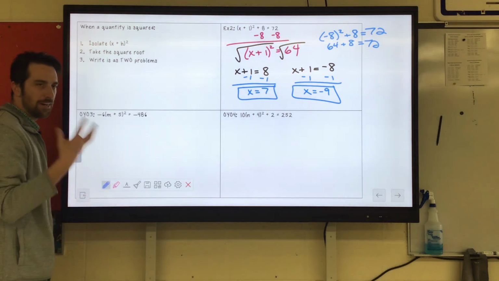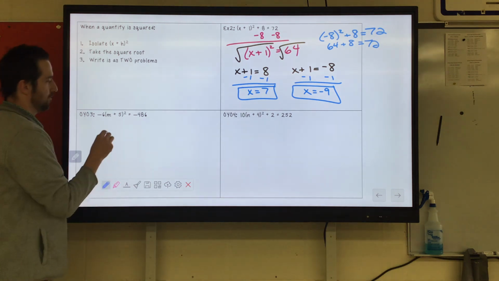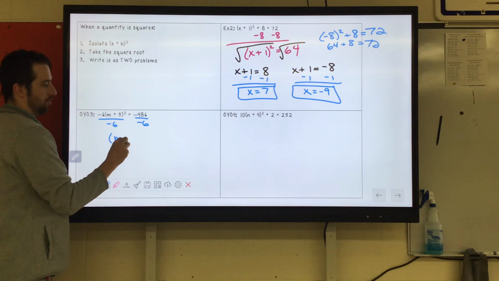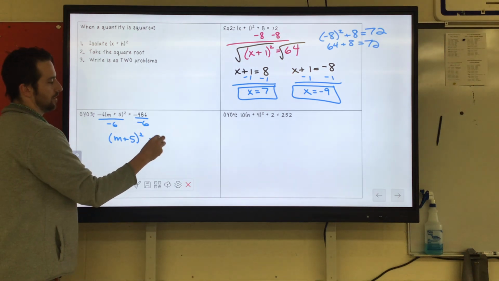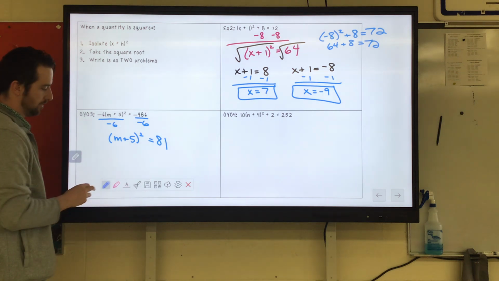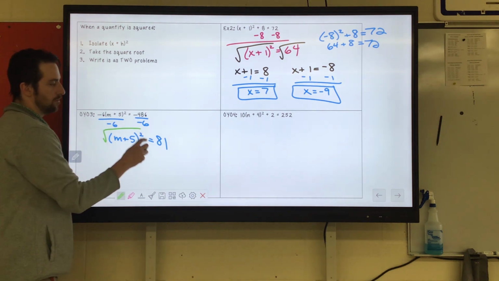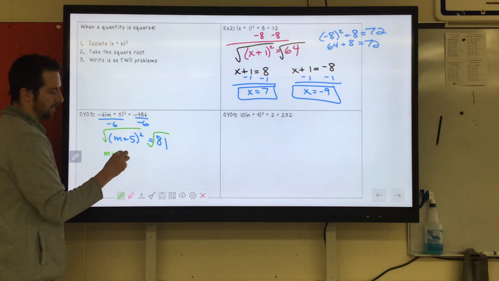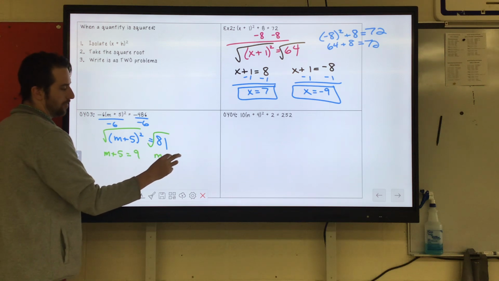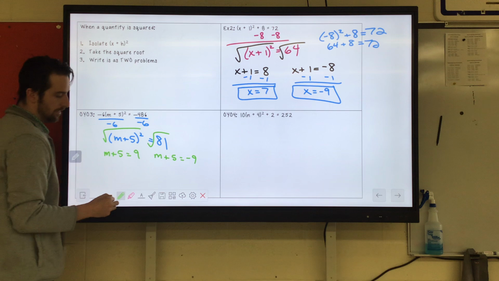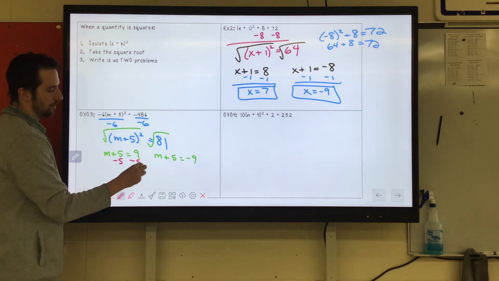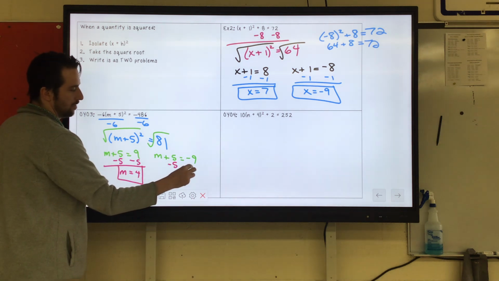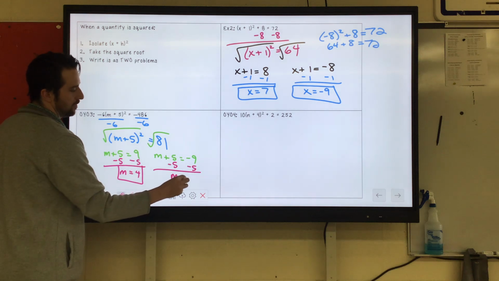All right, so there's 2 here for you to try on your own. We're just going to go over them. Isolate the squared stuff first. So here we would divide both sides by negative 6. M plus 5 squared comes out to 81 over there, positive 81. So then we'd square root it. Square root of 81 is 9 or negative 9. So m plus 5 equals 9, or m plus 5 equals negative 9. And then on both equations we could minus 5. M equals 4. And over here, m equals negative 14.